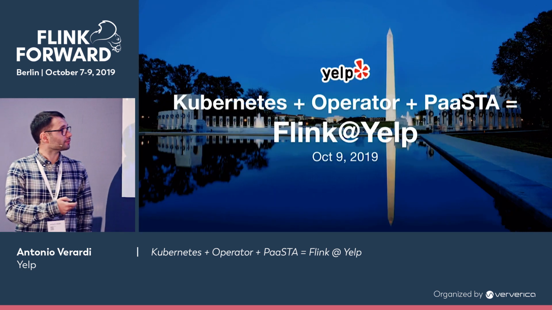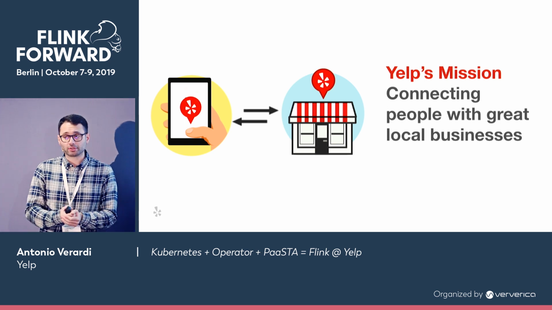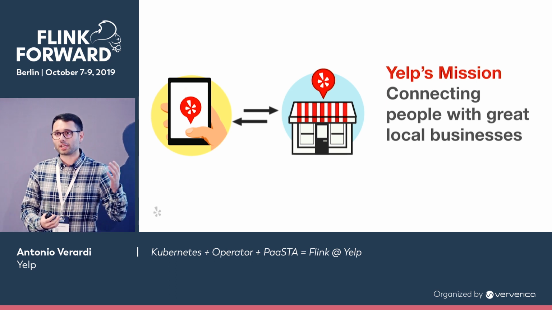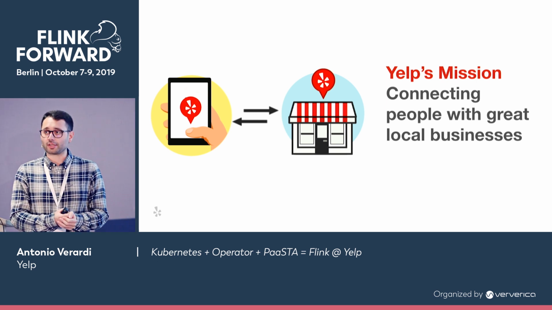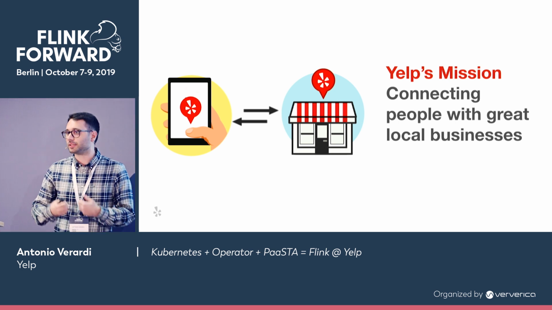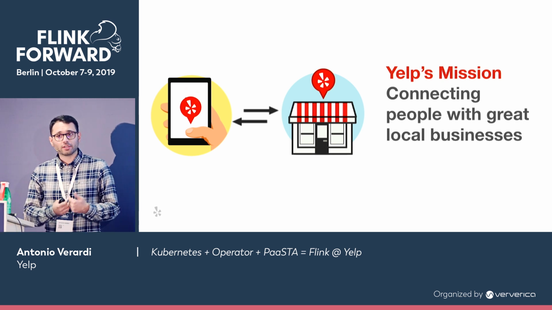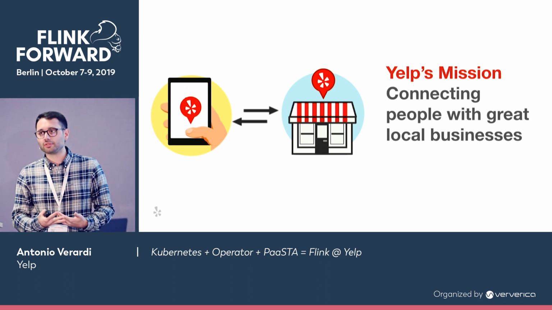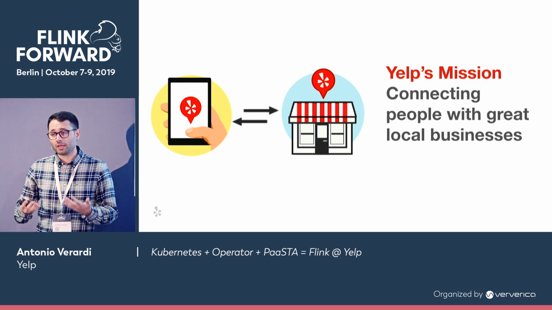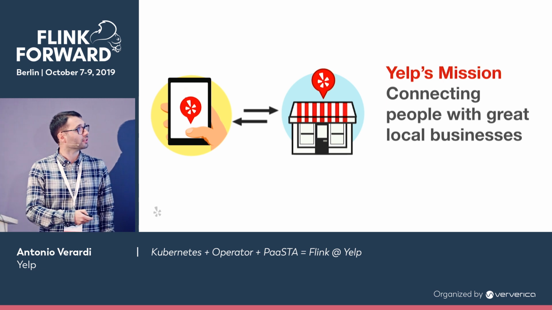So let's start. For the few of you that probably have never heard about Yelp, Yelp's mission is connecting people with great local businesses. In order to do that, we have a website and an iOS and Android app where people can search for a business, look at reviews, and then connect to the business, make a reservation, request a quote, and all this kind of stuff. In order to provide personalization, like search result personalization, recommendation, and other stuff, we do a lot of machine learning and real-time processing, and that's where Flink comes into play. But we'll see it in a moment.